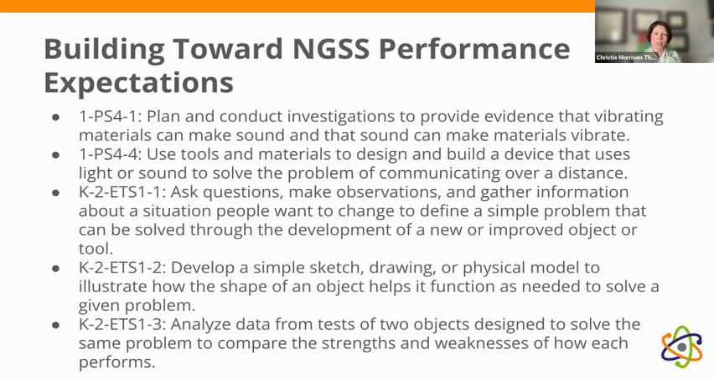Additionally, the unit builds toward all 3 of the K-2 Engineering, Technology, and Application of Science, or ETS, performance expectations. These include K-2-ETS 1-1, ask questions, make observations, and gather information about a situation people want to change to define a simple problem that can be solved through the development of a new or improved object or tool. K-2-ETS 1-2, develop a simple sketch, drawing, or physical model to illustrate how the shape of an object helps it function as needed to solve a given problem. And K-2-ETS 1-3, analyze data from tests of 2 objects designed to solve the same problem to compare the strengths and weaknesses of how each performs.